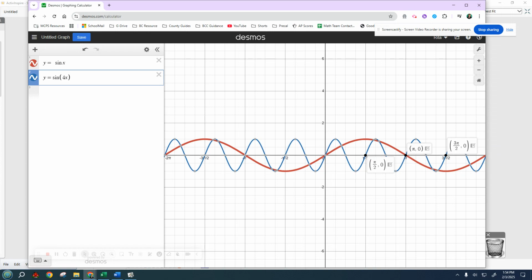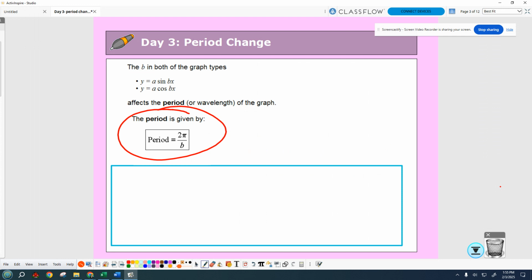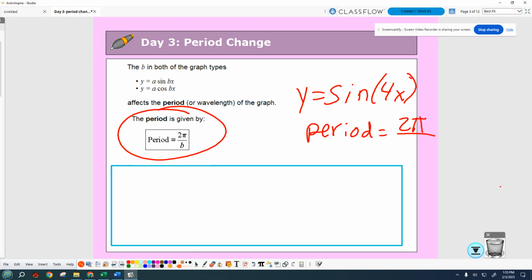How long did it take the blue one to make one period? What is the period of the blue one now? Pi over 2. Okay, so how do we get that pi over 2? Christina said, random, I'll pick 4. So the period of that new function that we just created is the normal period for sine, 2 pi, divided by 4. So it takes pi over 2 to do one wiggle.